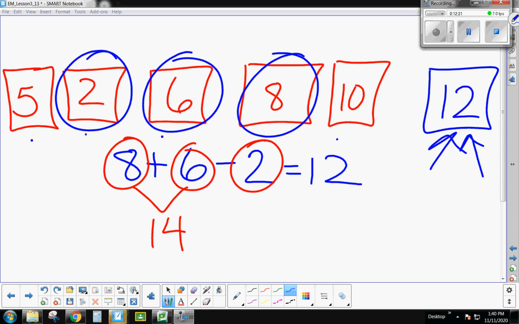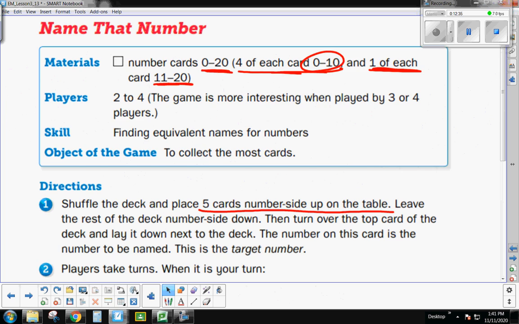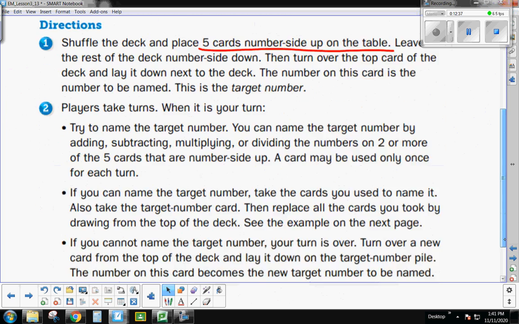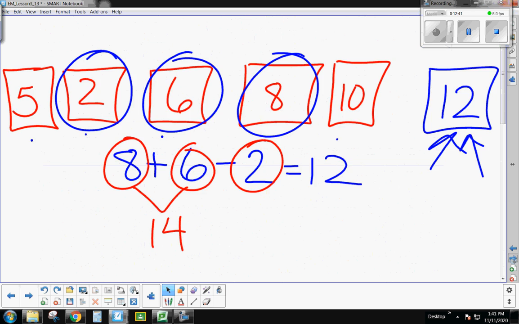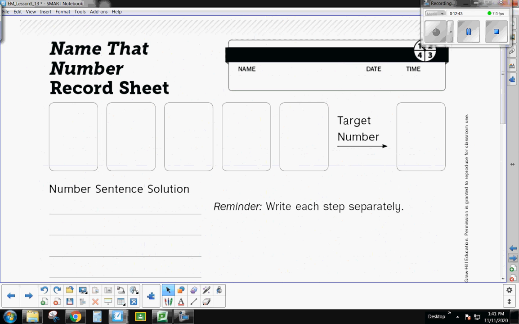Okay, now you can only use each number one time, but you can use as many of these cards as you can. The object is to collect as many cards, so you want to try to use as many as you can. Okay, so that game is called Name That Number. We'll have directions for this game and the little score sheet that you keep. Here's the little score sheet that you can use. So we'll have that on our webpage so that you can check out these directions and print them up.